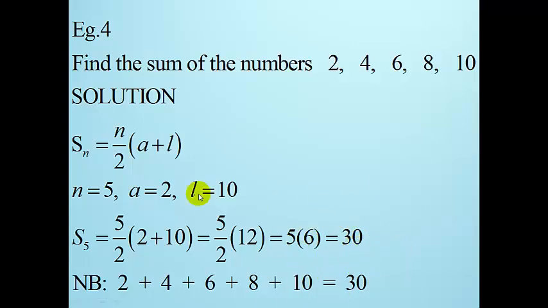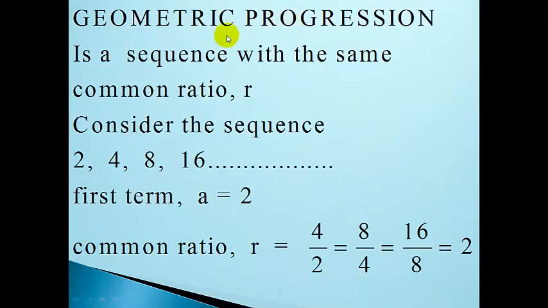So the sum is equal to 30. Now we look at the geometric progression, or the GP, also known as the exponential sequence. This is a sequence with the same common ratio, r.